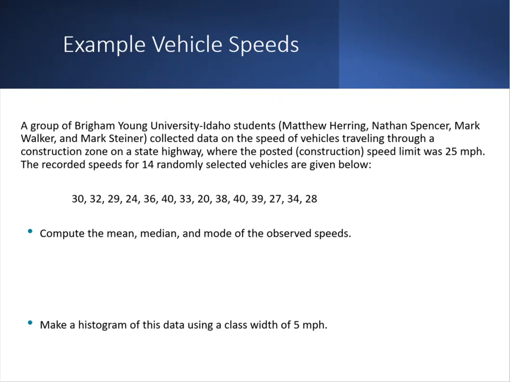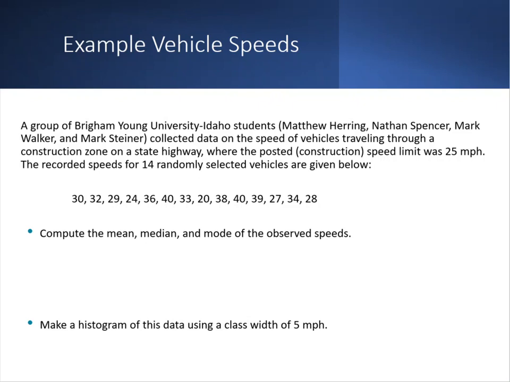Here is an example where we want to find the mean, median, and mode, but we want to do it by hand just to make sure we understand how to do this. We're looking at a group of Brigham Young University students who collected data on the speed of vehicles traveling through a construction zone on a highway. They recorded 14 speeds randomly. They selected 14 random vehicles, and their speeds are given below. So we can see the speeds of all 14 vehicles here.